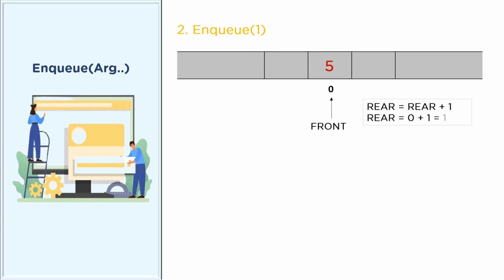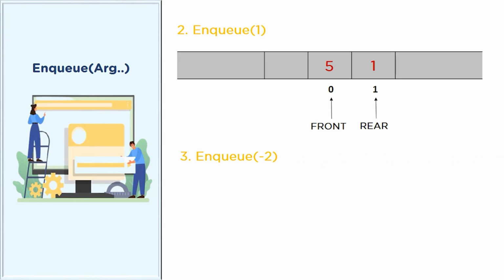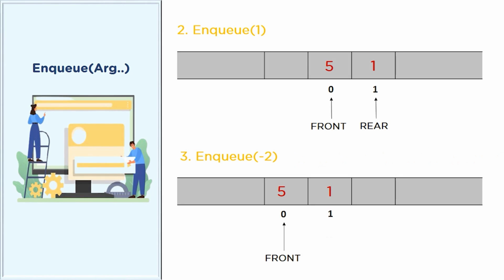For that, we have to increment the rear pointer to the next index, which will be 1. Now, as the pointer is incremented, the data will be entered into this position. Next up is enqueue -2. Again, we have to follow the same process of incrementing the rear pointer. We will increment the rear pointer to point towards the next index, that is index 2, and hence the data element with value -2 will be entered here.